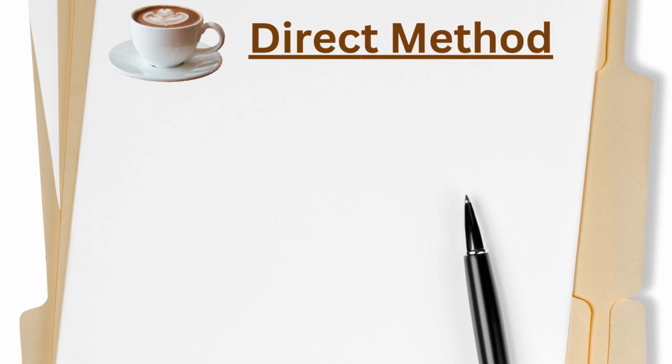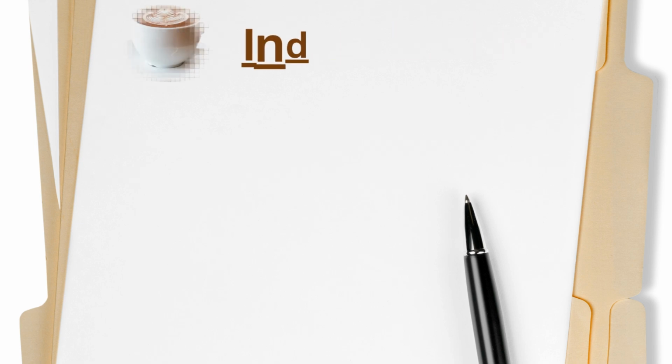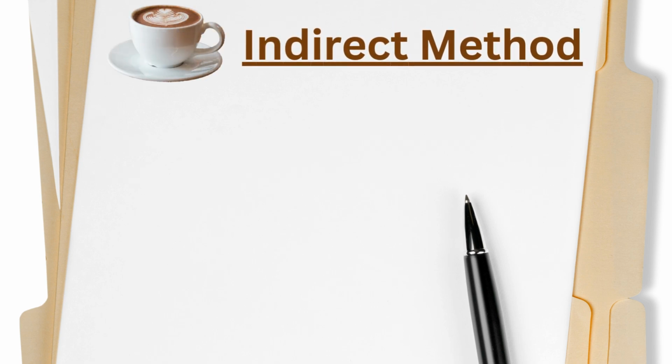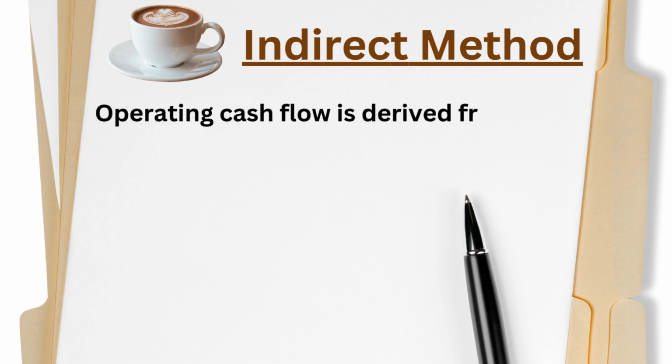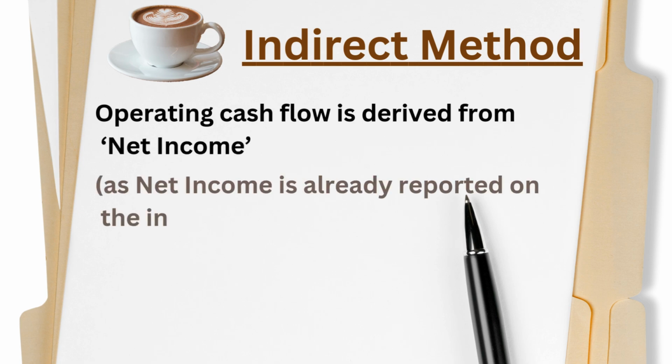What we just saw was the direct method of reporting cash flow. Direct means every cash movement is noted directly with its respective category. However, most companies use the indirect method for reporting cash flow. In this method, the operating cash flow is derived from net income instead of listing the cash movements directly. This is easier because net income is already reported on the income statement.